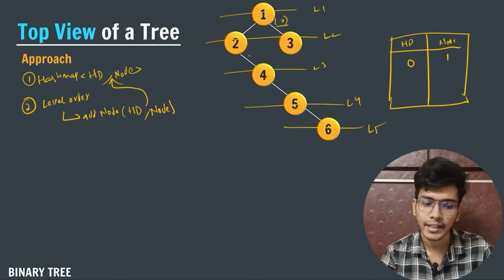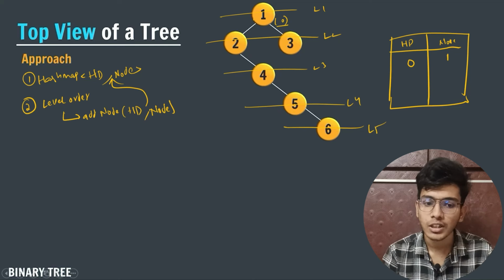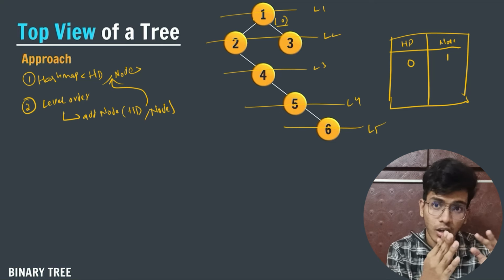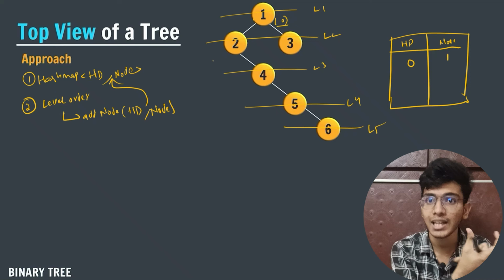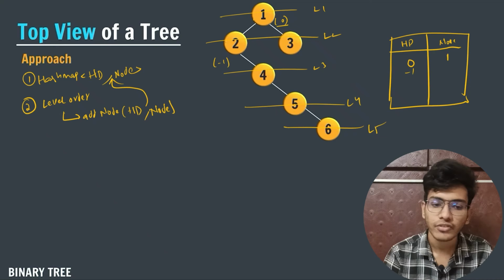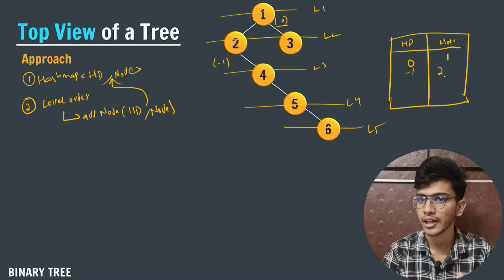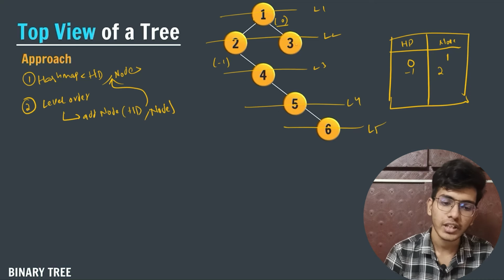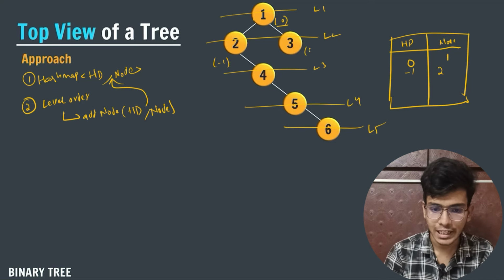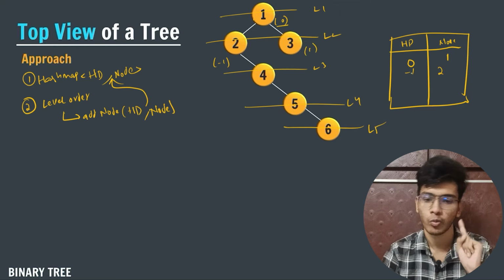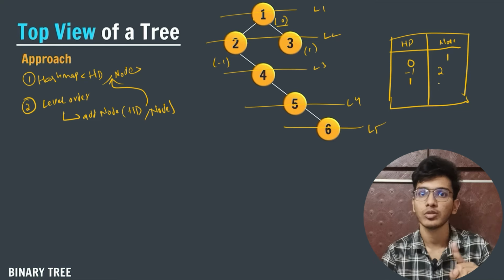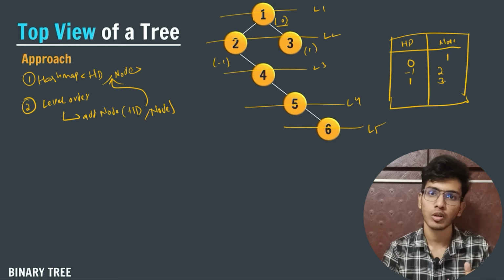Now I will iterate through this level 2. In level 2 we already know that the horizontal distance for the left side first element is -1. So for this particular element I will store -1 here. After that I will store 2, the second node, in my key value pair. Now for the second level there are 2 nodes, 2 and 3. So for this 3 node the horizontal distance is 1. So I will store 1 here. After that, its corresponding node value. So what is the node here? 3. So I will store 3 here.